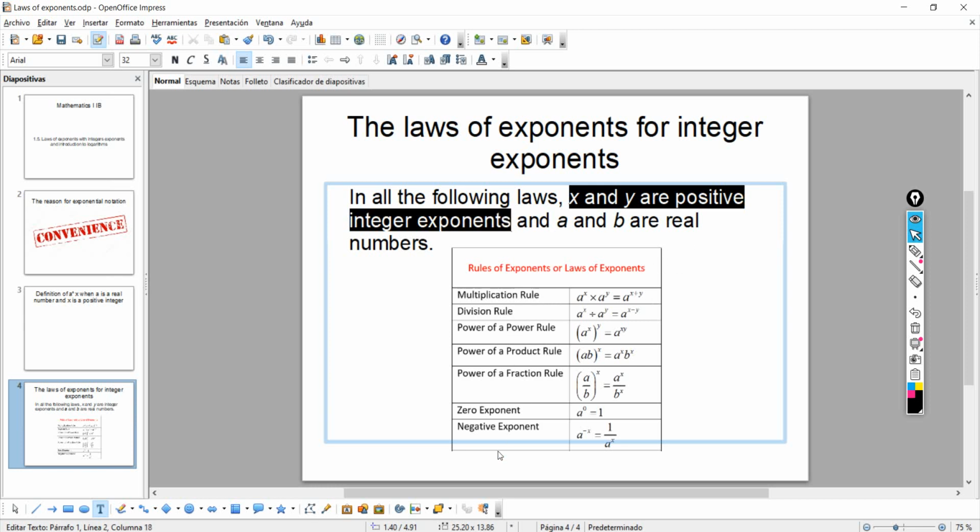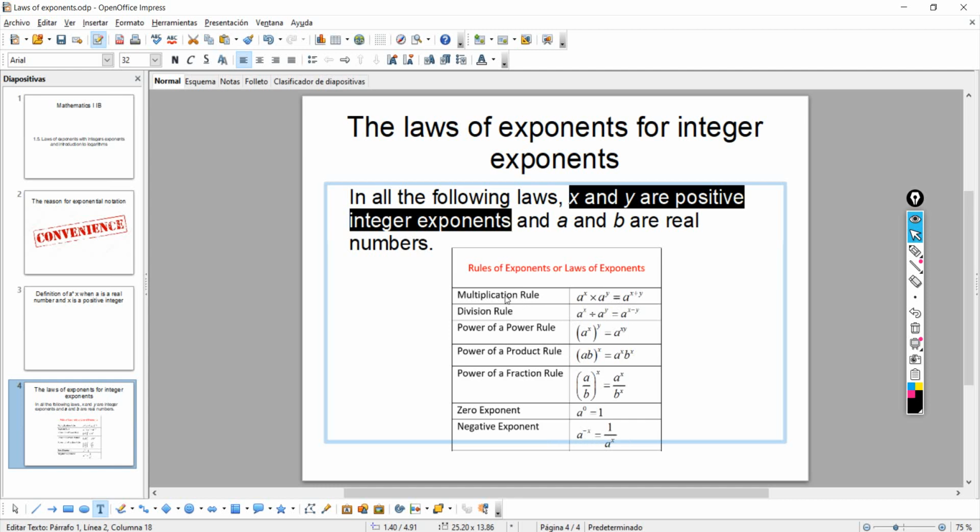Okay, so we're going to demonstrate the first two laws. This one, the multiplication rule, a to the x times a to the y equals a to the x plus y, and the division rule, a to the x divided by a to the y equals a to the x minus y. I'm going to show you how these laws are demonstrated very formally, very mathematically, and as homework, you're going to demonstrate the next three. The other two, we're going to leave for the next class.